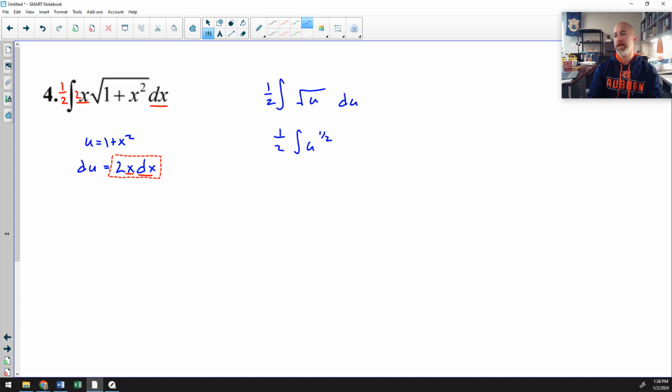And then the antiderivative of the square root of u, you would need to think of as u to the 1/2. And now we can power rule u to the 1/2. 1/2 plus 1 is 3/2. Divide by 3/2 is the same as times 2/3, plus c. And then we substitute the 1 plus x squared back in for the u. And I am going to divide those 2's out. So I have 1/3 now, and then u, which is 1 plus x squared, to the 3/2, plus c.